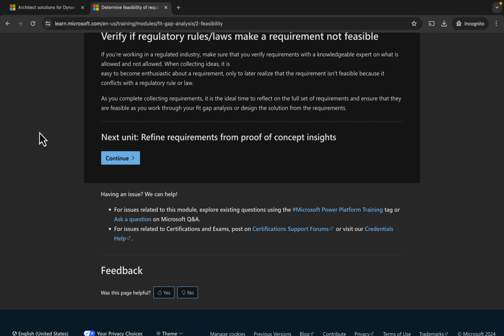As you complete collecting requirements, it is an ideal time to reflect on the full set of requirements and ensure that they are feasible as you work through your fit gap analysis or design the solution from the requirements.